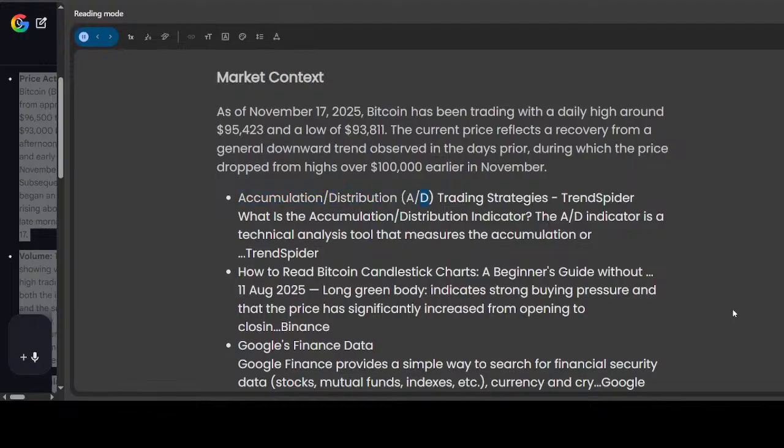Accumulation distribution AD trading strategies, Trend Spider. What is the accumulation distribution indicator? The AD indicator is a technical analysis tool that measures the accumulation or distribution of an asset. How to read Bitcoin candlestick charts: A Beginner's Guide. A long green body indicates strong buying pressure and that the price has significantly increased from opening to closing. Google Finance provides a simple way to search for financial security data, stocks, mutual funds, indexes, currency and more.